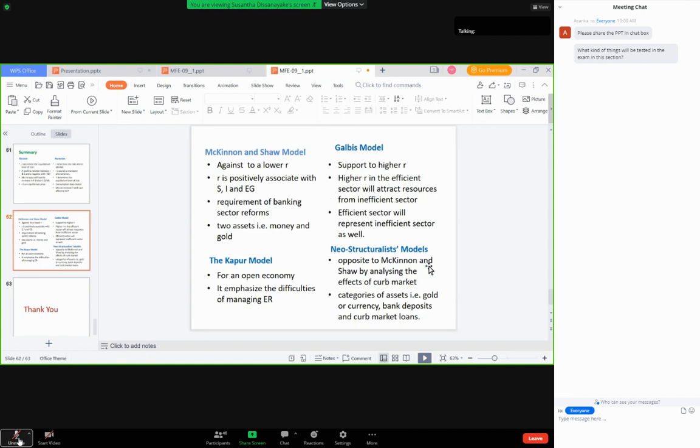The neo-structuralists were opposite to McKinnon and Shaw. And they analyze the effect of the curb market. And in here, gold, currency, bank deposit, and curb market loan were the categories or assets of this one.